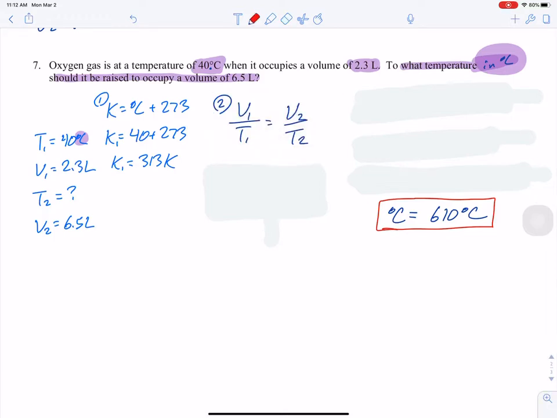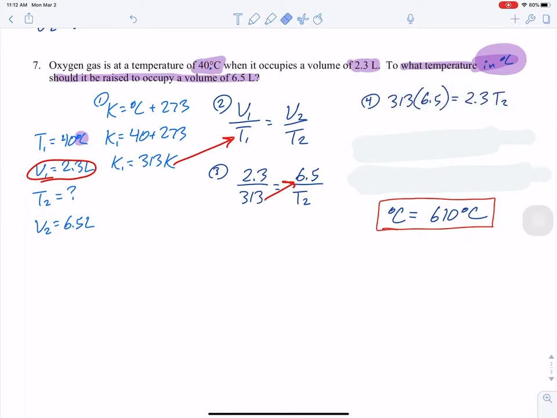Now, in my equation, I know that this is T1. I have T1 and I have V1, and now I can go through and plug in all my numbers. Again, cross multiply: 313 times 6.5, and then that leaves me with 2.3 and T2. So I can solve now for T2 by doing 313 times 6.5 divided by 2.3.